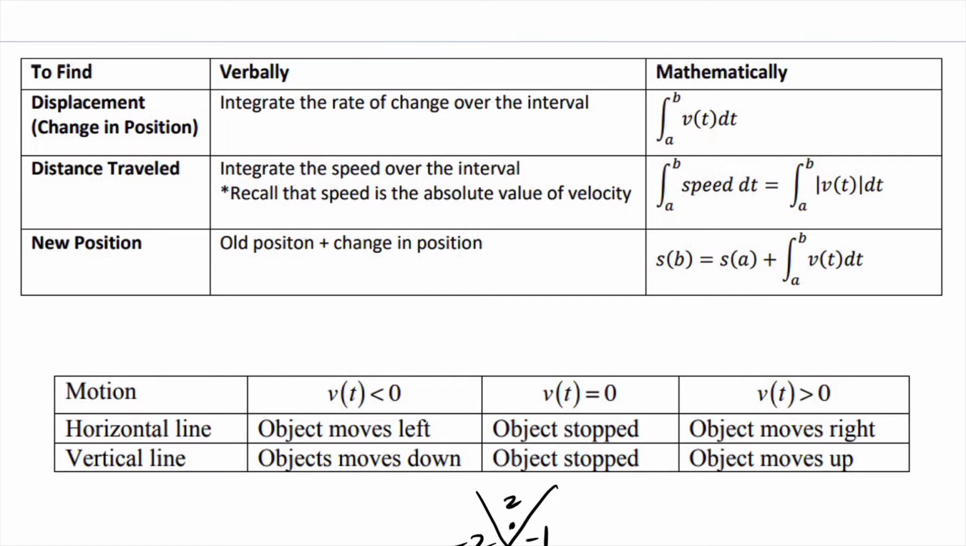How far have you traveled, or distance traveled? Integrate speed over that interval, okay? Because speed is just the absolute value of velocity. And then new position. New position means old position plus the change in the new position, okay? Which is displacement, okay?